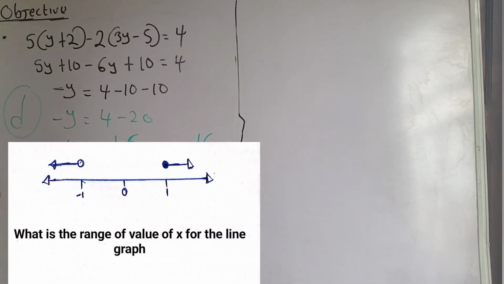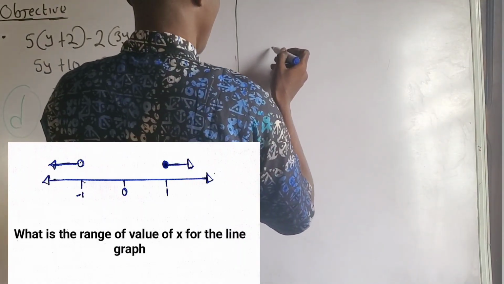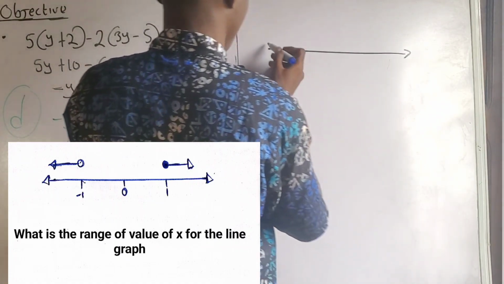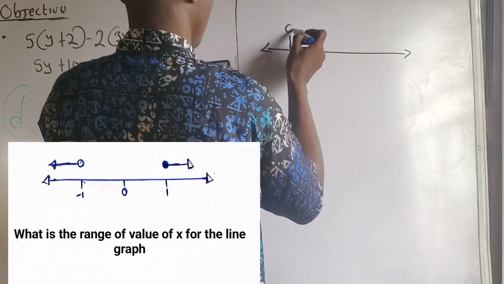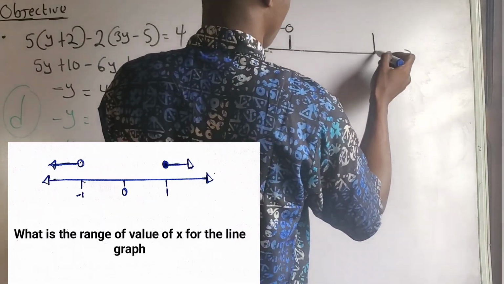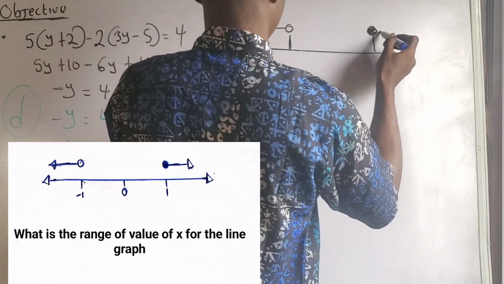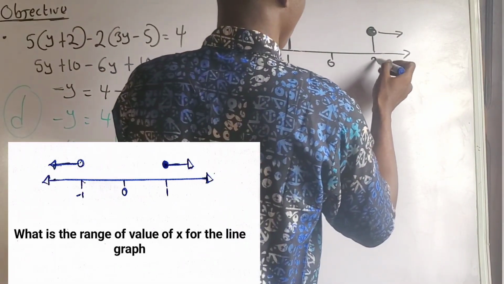Okay, for the next question, we have: what is the range of values of x for the line graph? Okay, I'm going to draw the graph on the board. Please kindly pay attention. This is the graph. This is the line graph. We have something like this. Then we have 0, minus 1, 0, and 2.